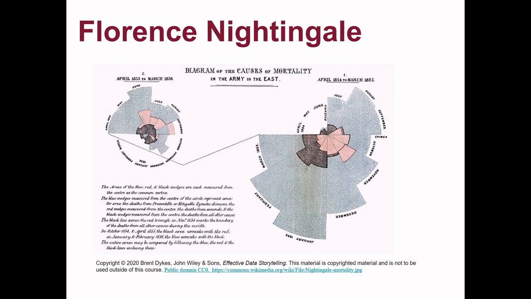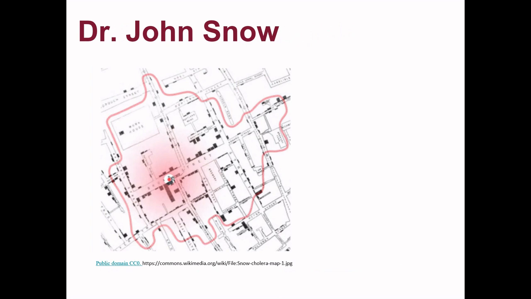Notice how she did not present tables of numbers to the leaders. Instead, she created charts. And with them, she successfully convinced the leaders to adopt better sanitary conditions. She is considered to be the first person to use statistical graphs to persuade people of the need for change.